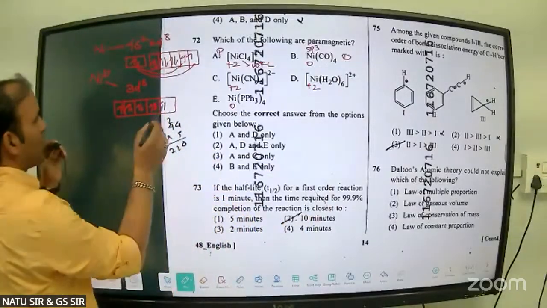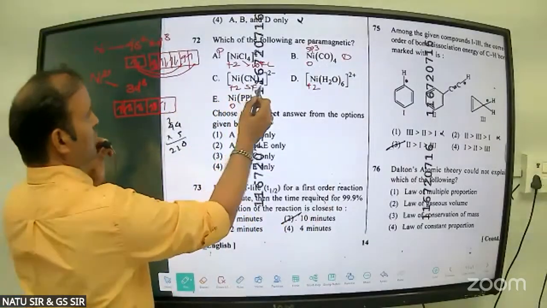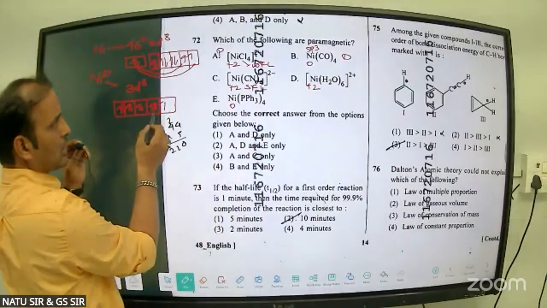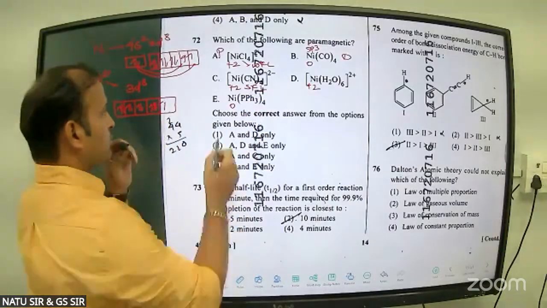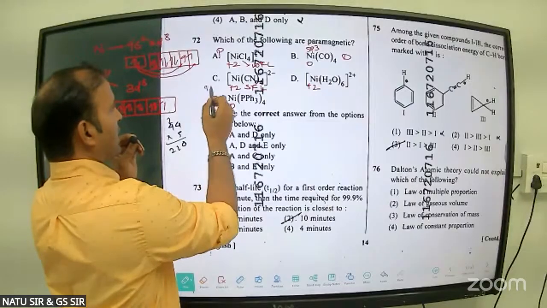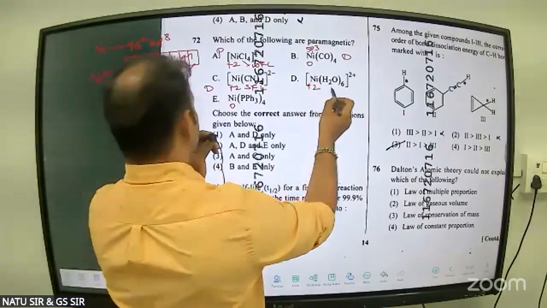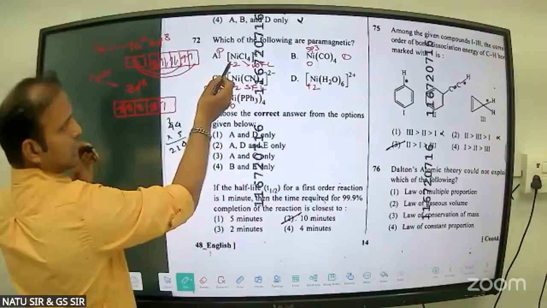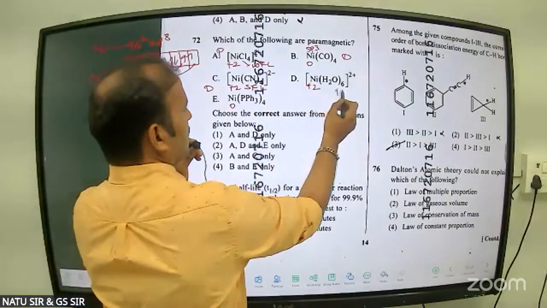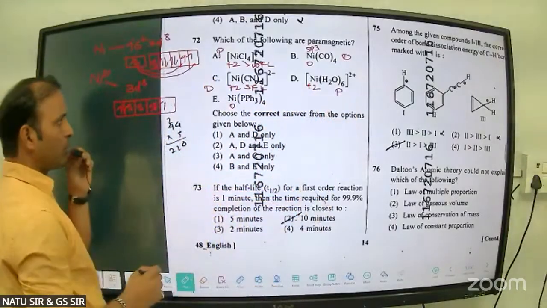Ni(CN)4 2-: this is a strong field ligand and will force pairing. So there will be no unpaired electron. So again, this is going to be diamagnetic. And for [Ni(H2O)6] 2+, the same story as here, so ultimately this will have paramagnetic property.